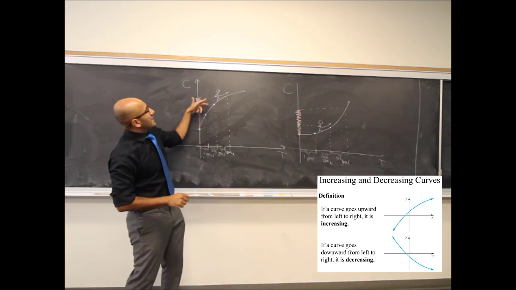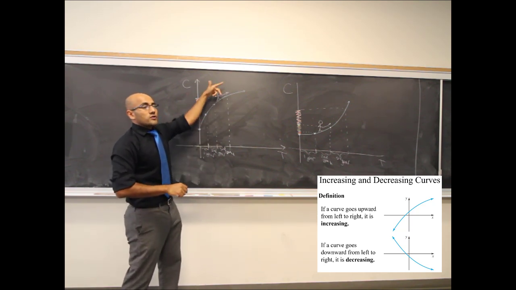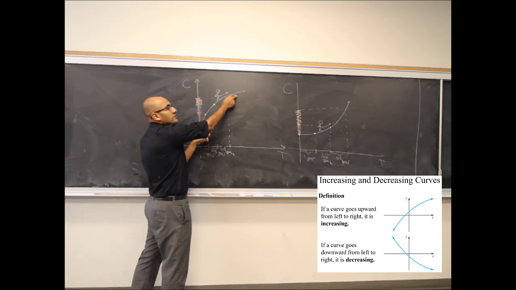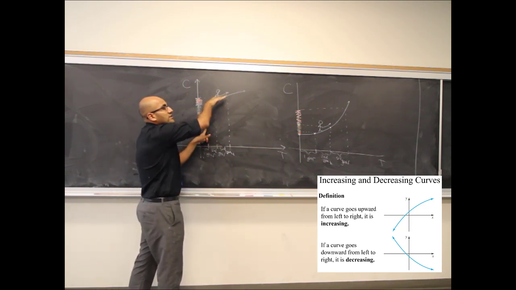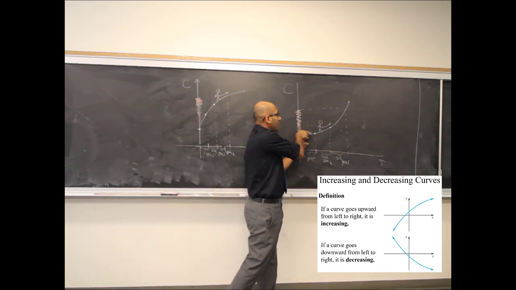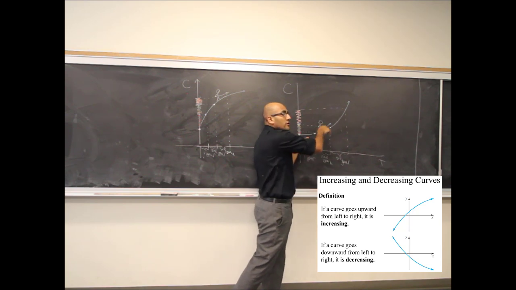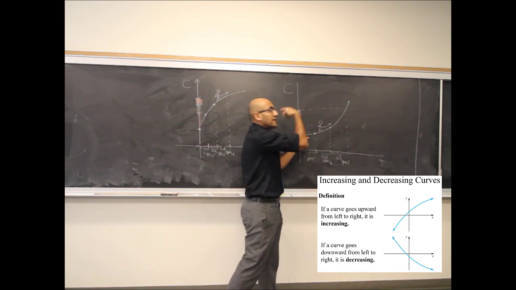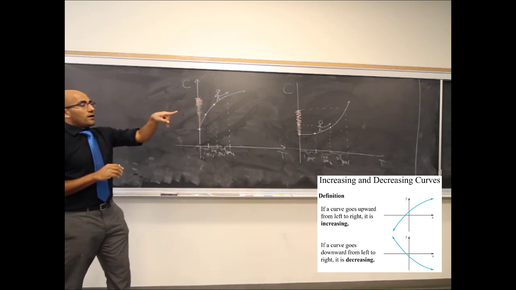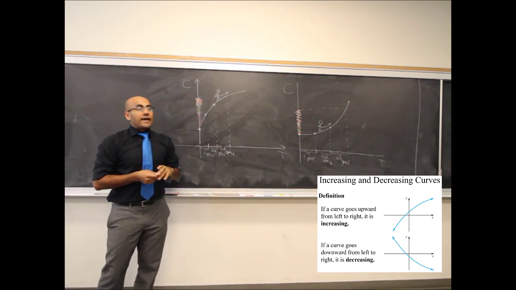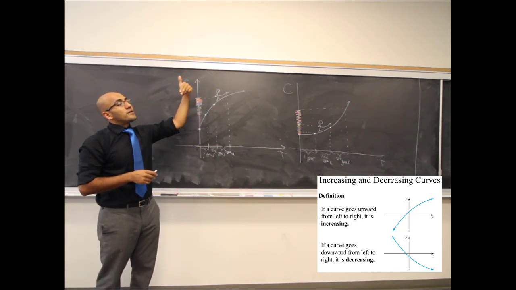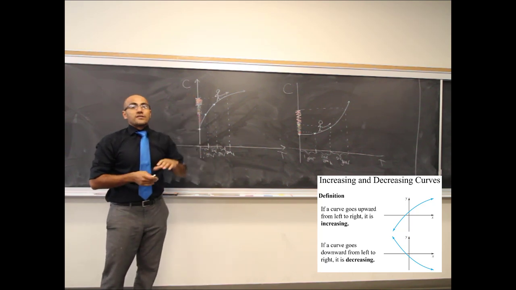Except here it's eventually getting slower and slower. It was more difficult to climb here, and the climb is getting easier and easier. So the rate at which it's increasing is slowing down. Whereas here it's the opposite. It started off kind of easy and it's getting harder and harder. So the rate at which it's increasing is increasing, right? But they're both increasing. Now, the bottom one is decreasing. Again, a little stick person walking on it from left to right, the way we read, would be going downhill. So that would be decreasing.